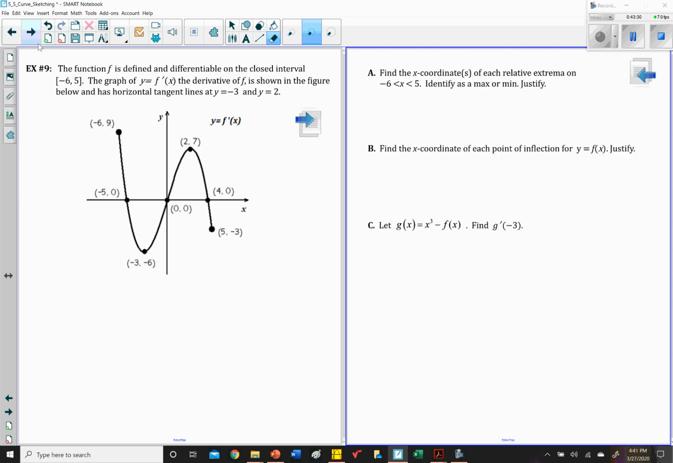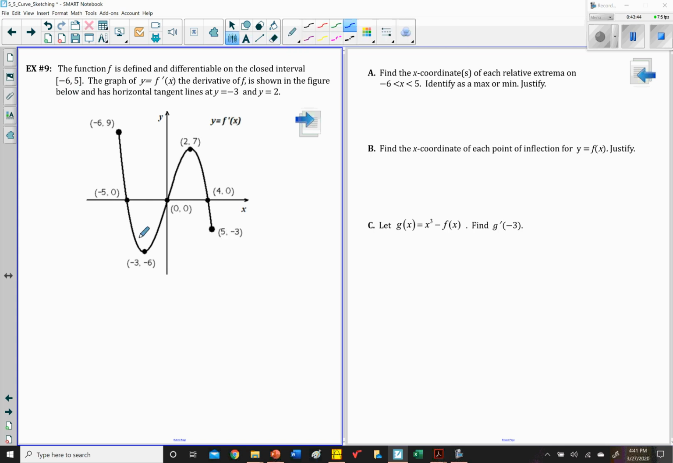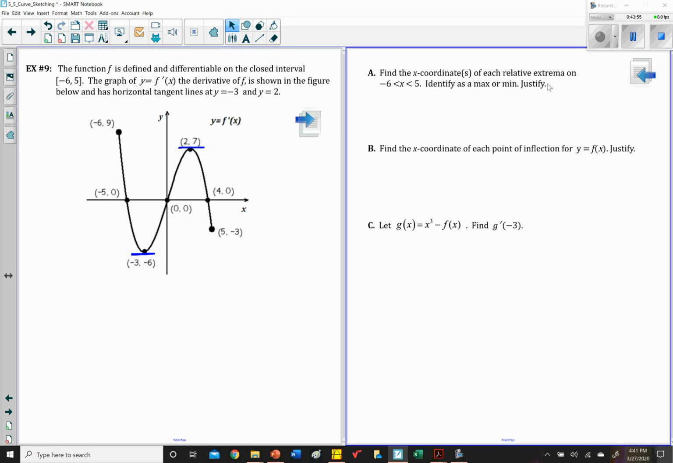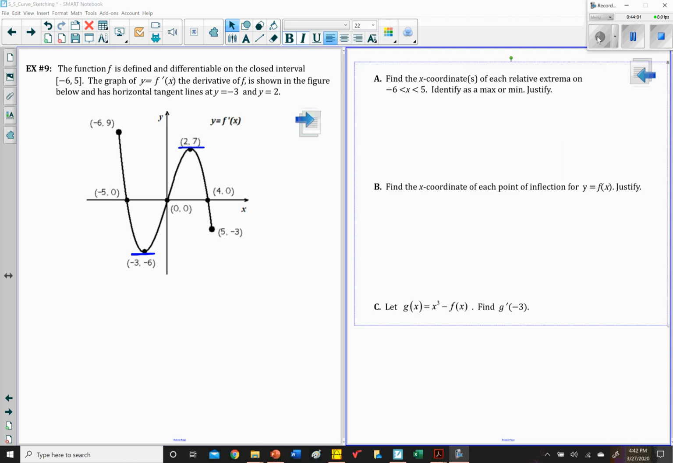And we're on to our last one. This function is defined and differentiable on the closed interval from -6 to 5. We're looking at the derivative graph. And let's see, there's a horizontal tangent line at y equals -3 and another one at y equals 2. And we want to find the x-coordinate for the relative extrema on that interval and justify how we know. So I'm going to give us some more writing space. Okay, a little more writing space there.